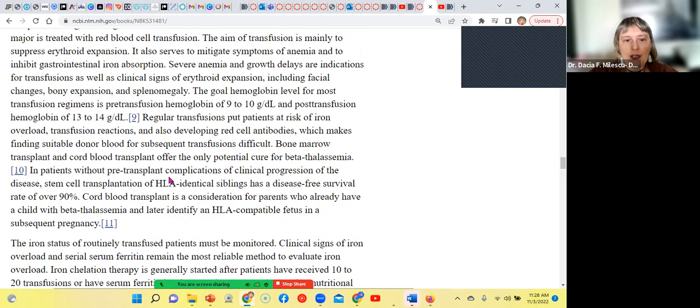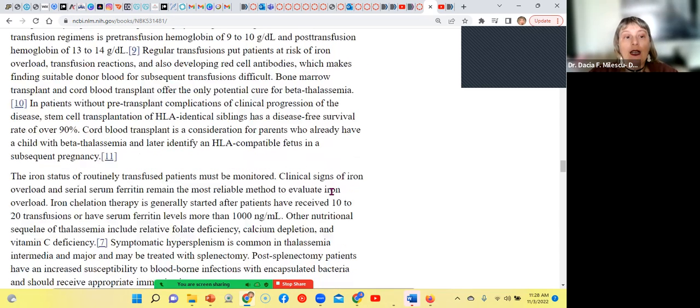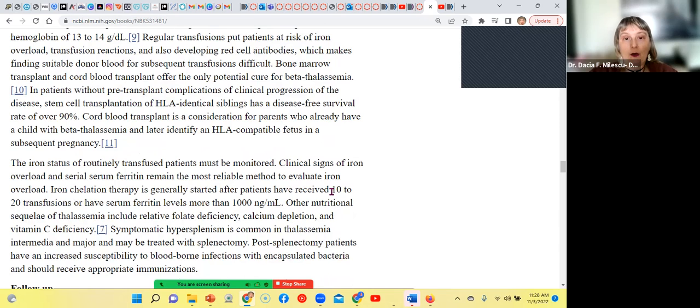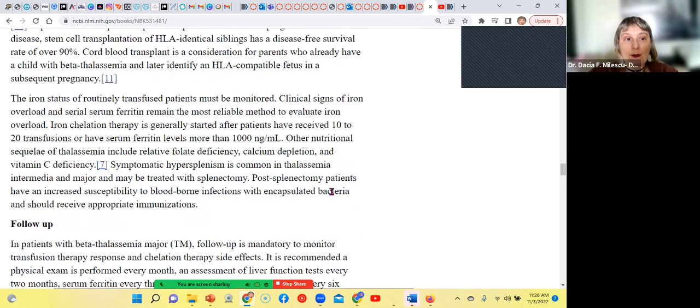In patients without pre-transplant complications of clinical progression of the disease, stem cell transplantation of HLA identical siblings has a disease-free survival rate of over 90%. So this is wonderful. Cord blood transplant is also a consideration for parents who already have a child with beta thalassemia and later identify an HLA compatible fetus in a subsequent pregnancy. So if you know you have it and your child has it, there are ways to resolve it with bone marrow transplant and cord blood transplant.